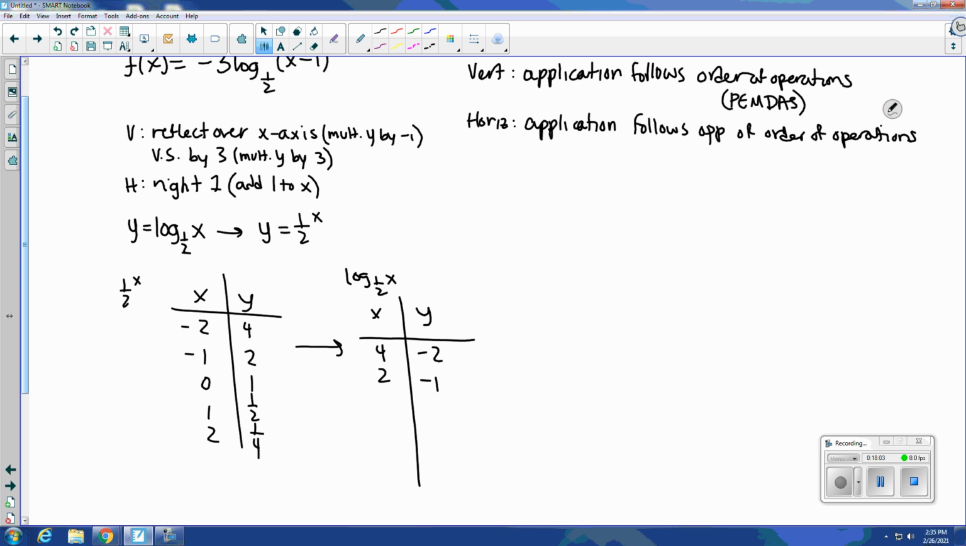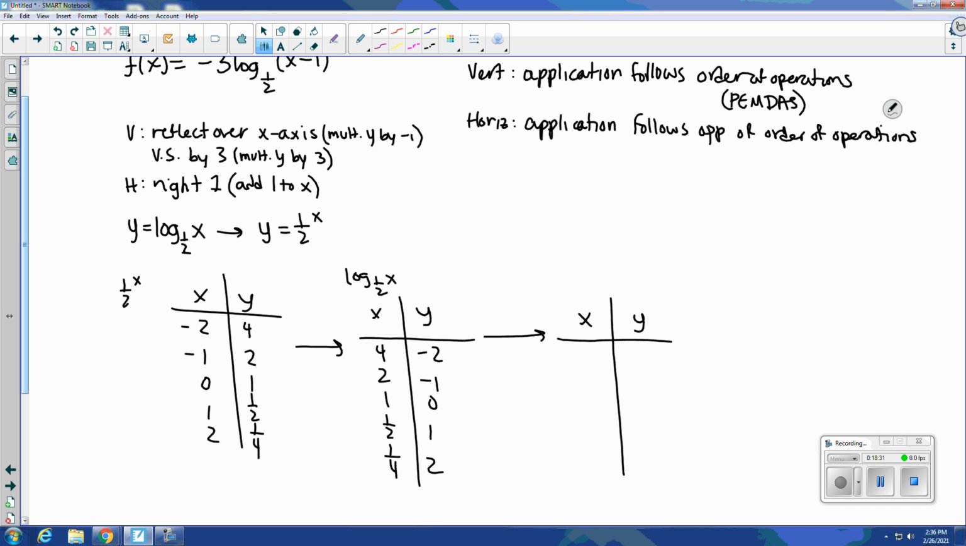So don't forget to actually perform this inverse, because again, ultimately we want to graph a logarithm. We don't want to graph an exponential. So forgetting to flip this over, we're going to get the wrong image. Then apply the transformations. So there's only one horizontal to apply, and the two verticals that we're applying, we don't have to worry about the order because they're both multiplication. So when it comes to worrying about that PEMDAS thing, they're both the same operation. So we can just apply them both at the same time.